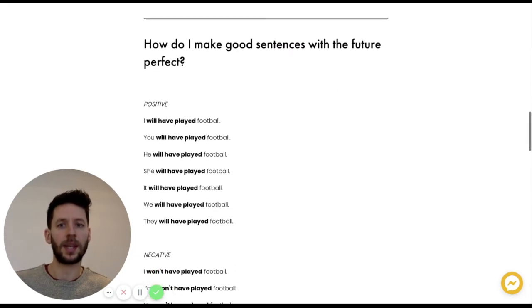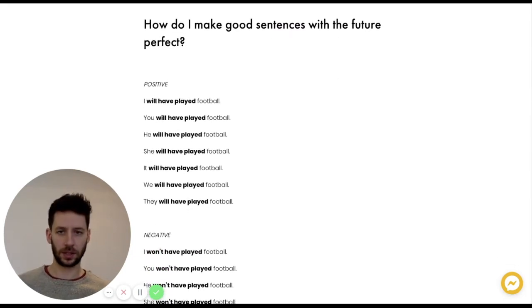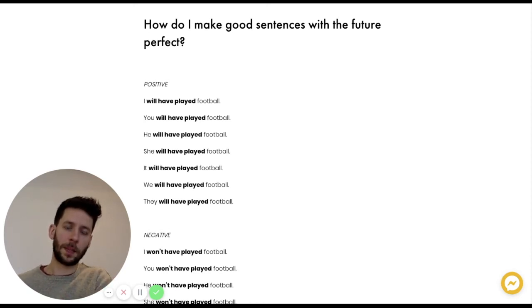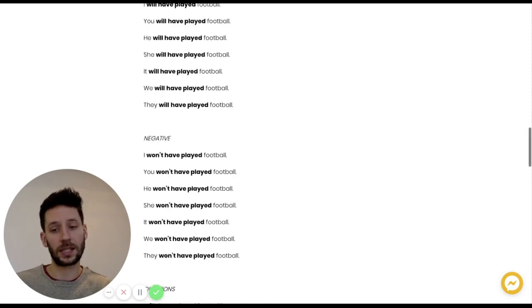Shall we have a look at how to make good sentences with this tense? So we need will, we need have, and we need verb 3. Okay, so for positive sentences, we've got this example. I will have played football. You will have played football. For all of these different people, so I, you, he, she, it, we, they, it's the same form. It doesn't change for different people, so that's easy.